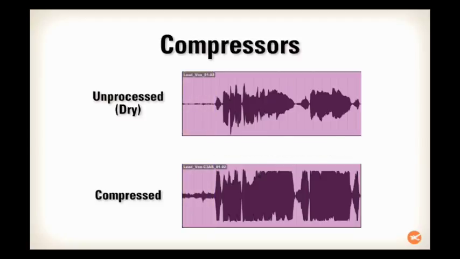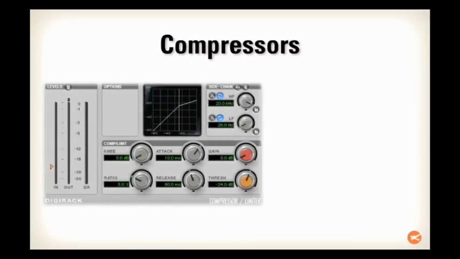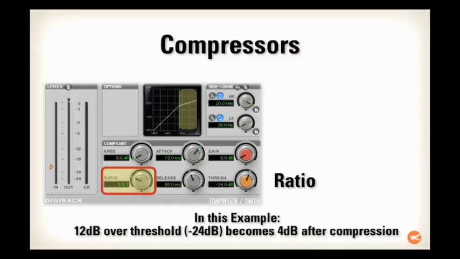Let's take a look at the parameters used to customize the way a compressor reacts. The ratio determines the amount of gain reduction or compression in decibels, or dB, once the signal exceeds the threshold. For example, a ratio of 3:1 will result in an increase of 1 dB of output for every 3 dB of input signal that exceeds the threshold.